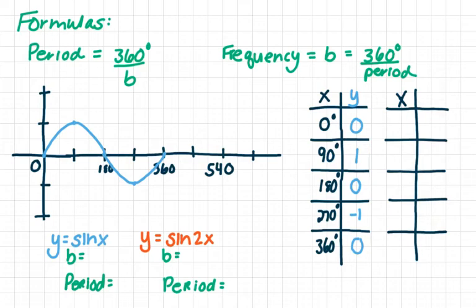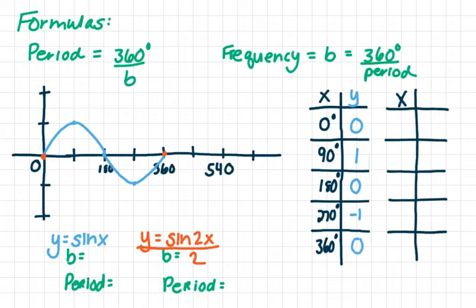Shown in red, I have y equals the sine of 2x. My b value equals 2. Therefore, I know my frequency is 2. Remember, this means that from 0 to 360 degrees, 2 sine curves will be completed.